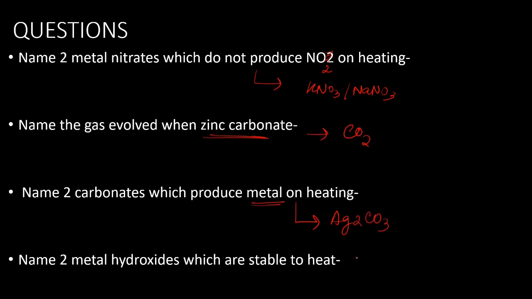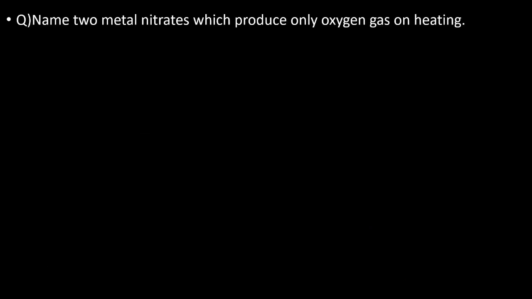Metal hydroxides which are stable to heat: NaOH and KOH. Stable to heat means whatever you do, they will not form anything. Name two metal nitrates which produce only oxygen gas on heating. So you cannot write AgNO3 because NO2 is also formed. So the answer will be KNO3 and NaNO3. Only oxygen.